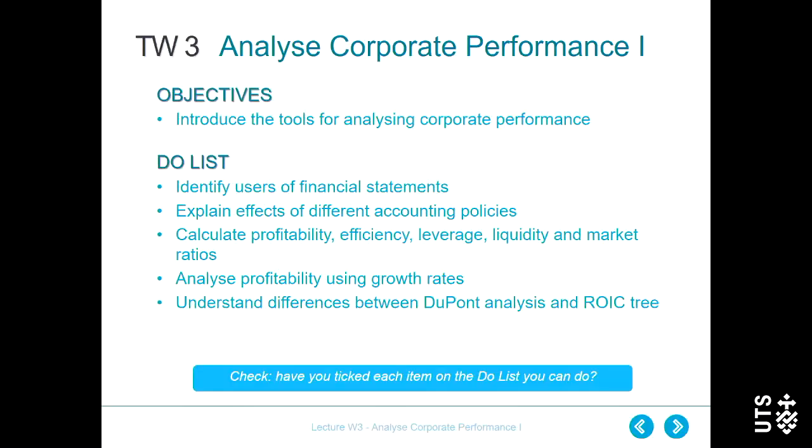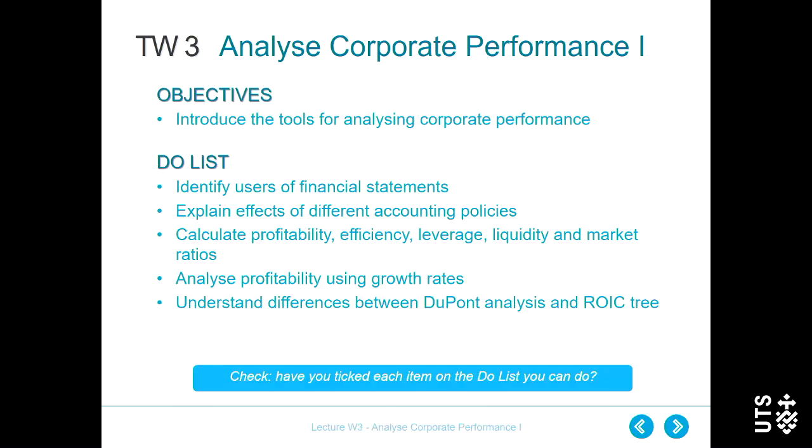So to start with, as in every lecture, we're going to go through the objectives and the sort of things that you should know after finishing this week. So basically, we're introducing the concept of corporate performance analysis. You should be able to identify financial statements, know them upside down and inside out. Explain the effects of different accounting policies. We're going to focus on some of them today. Calculate different types of ratios: profitability, efficiency, leverage, liquidity, and market ratios.